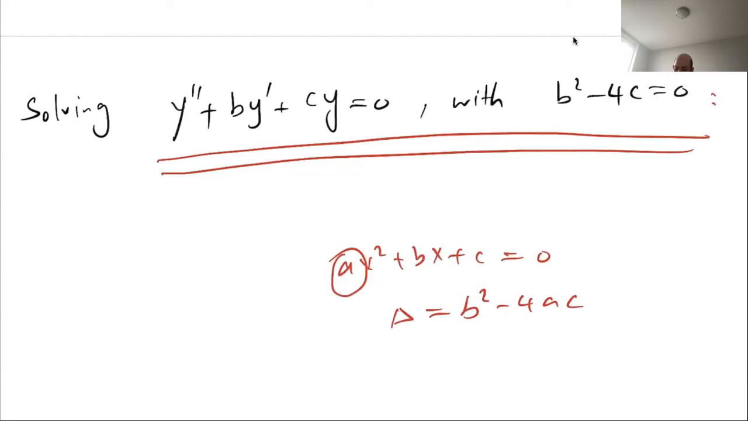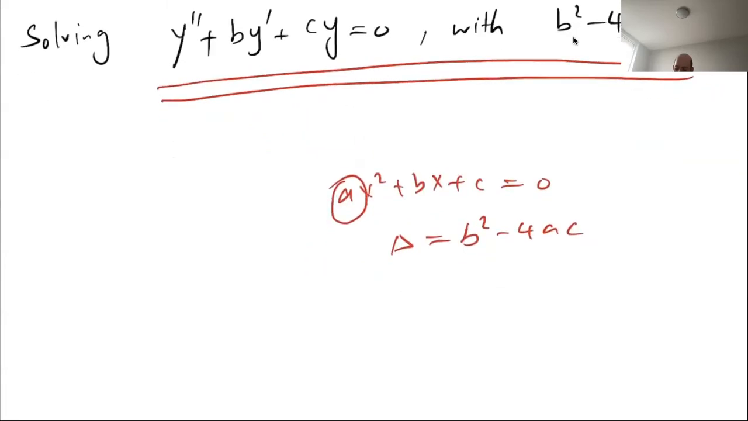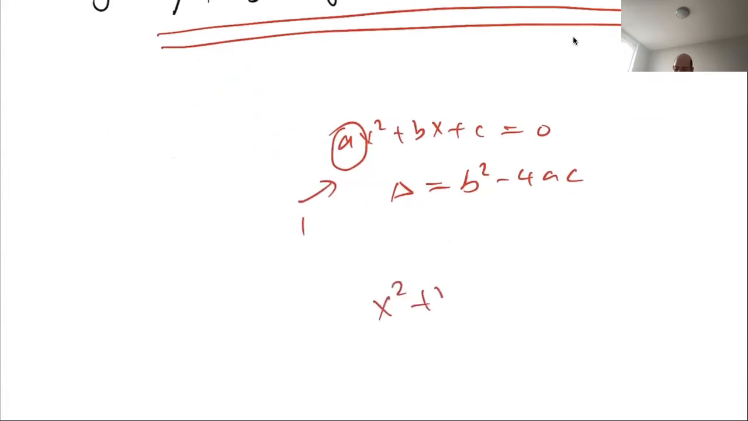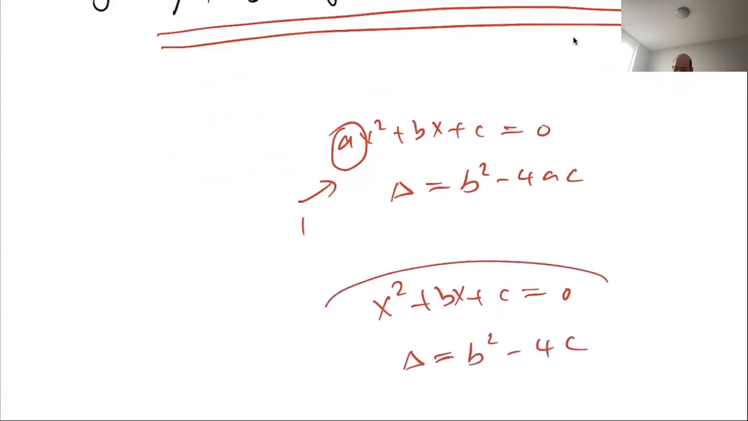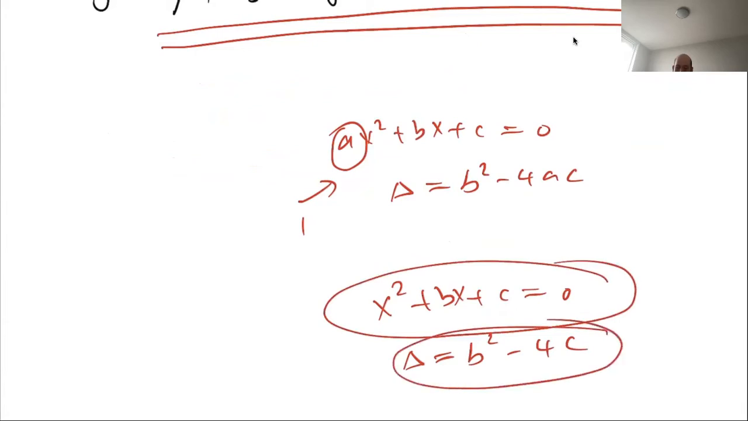If I divide both sides by a, then this becomes 1. So after dividing both sides by a, I can assume that the leading coefficient is 1, and then I'll have x squared plus bx plus c equals 0, and the discriminant of this equation is b squared minus 4c. And in order to solve this equation, it's important whether b squared minus 4c is positive or negative or 0. If it's positive, two distinct real solutions. If it's 0, one real solution, and if it's negative, no real solution, and only two complex solutions.